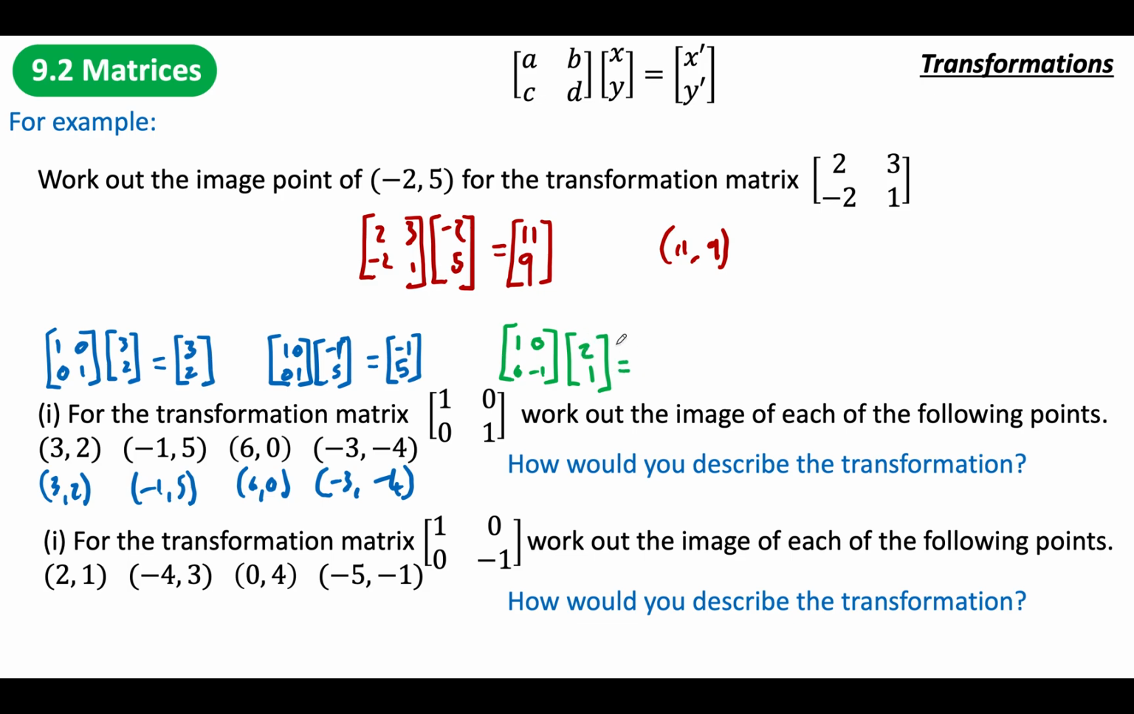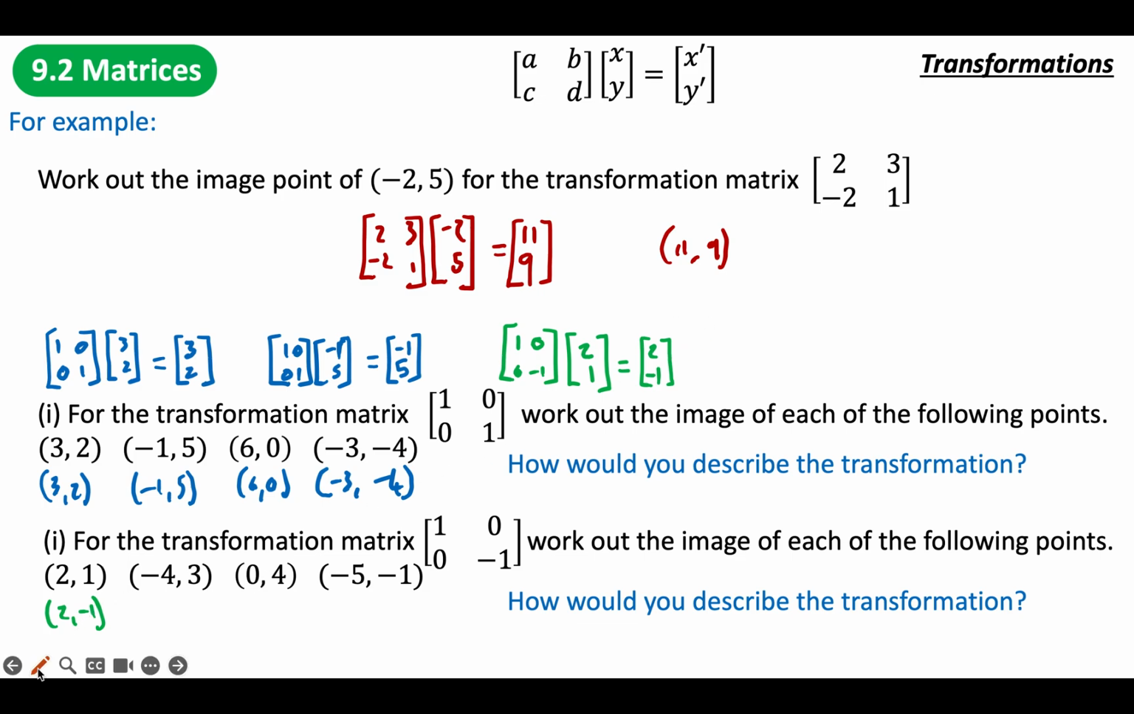2 times 1 is 2. 1 times 0 is nothing. So that stays as 2. But the bottom one, 2 times 0 is 0. 1 times negative 1 is negative 1. So the image here is 2, negative 1.